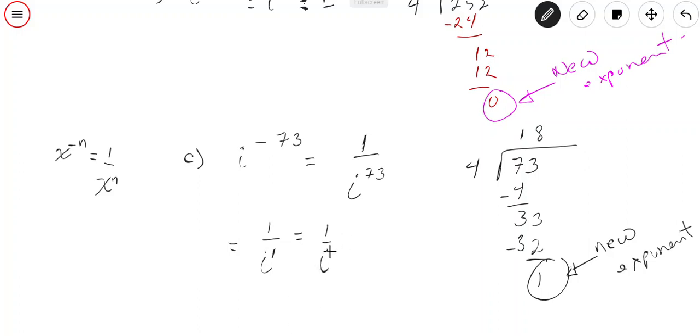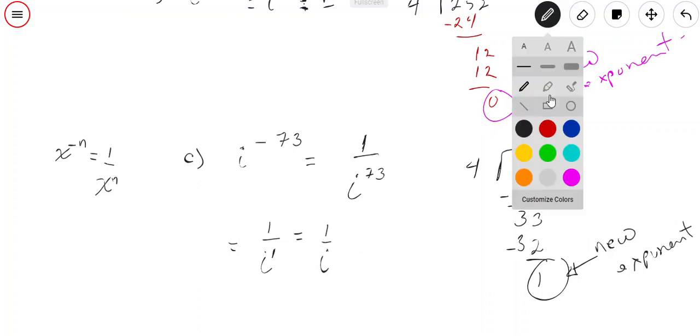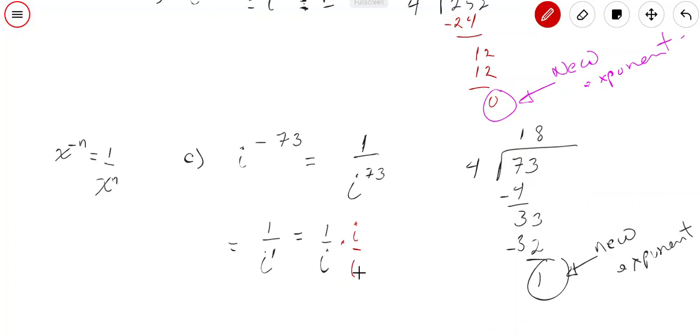I'm not going to leave my answer like that because I have i in the denominator, so I will rationalize. So I'm going to say times i over i. So this is 1 times i, which is i, over i squared. So this is i over -1, and i over -1 will be what? -i. So what is the result in this case? The result of evaluating i to the power of -73 is -i. So this is how we evaluate the powers of i.